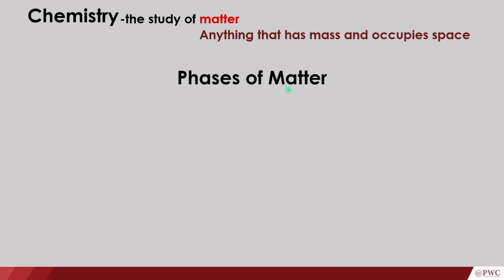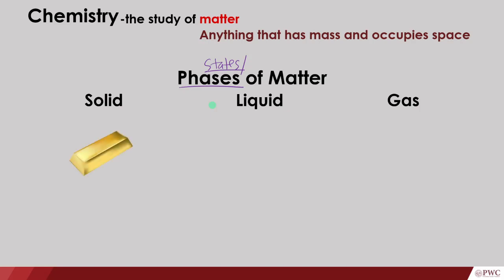So first, we can categorize matter into three different states or three different phases. Again, this is called phases or states. These are solid, liquid, and gas. Solid as in this solid gold bar, liquid as in this liquid water in this glass, and gas as in the gas inside this balloon. Of course, we differentiate them because they have different properties or characteristics.